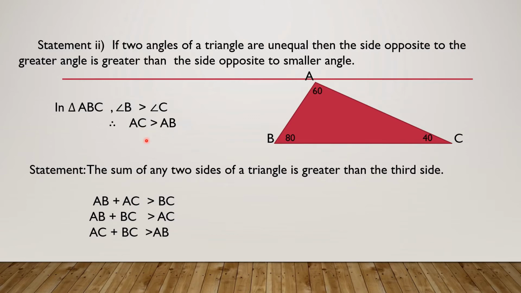And next property: the sum of any two sides of a triangle is greater than the third side. In this triangle, AB plus AC is greater than BC, or AB plus BC is greater than AC, or AC plus BC is greater than AB. If these conditions are satisfied, then only we can construct a triangle.